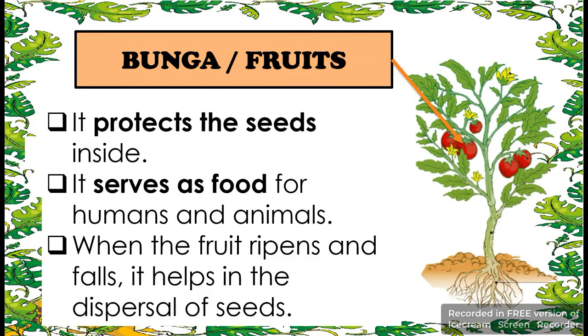Next is bunga or fruits. It protects the seeds inside. It serves as food for humans and animals. When the fruit ripens and falls, it helps the dispersal of seeds.